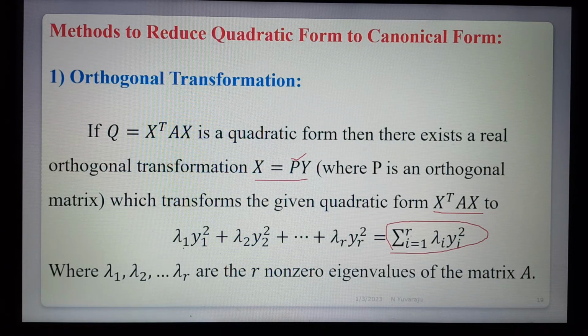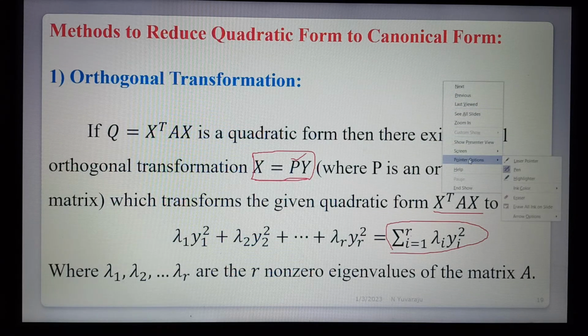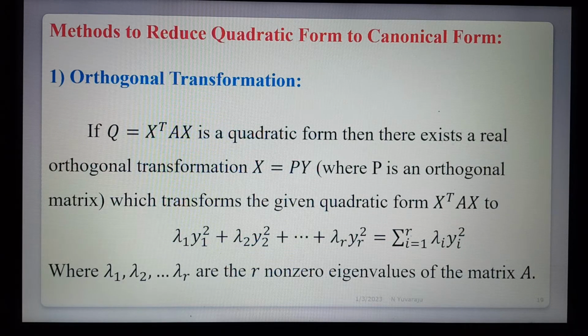Here eigenvalues exist. Those eigenvalues must be equal to the eigenvalues of the coefficient matrix. So this is converted to canonical form using this transformation, which is the orthogonal transformation. This is finding the canonical form by using orthogonal transformation.